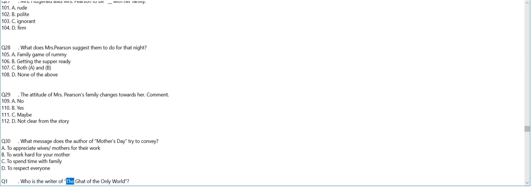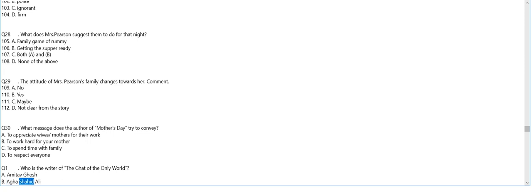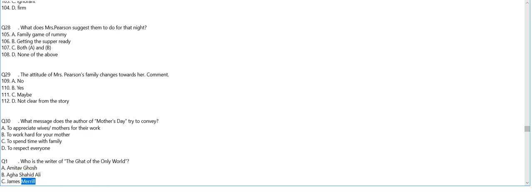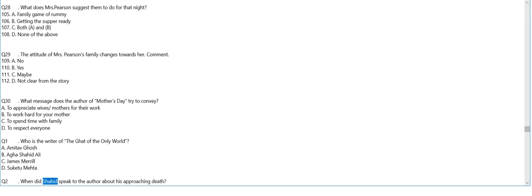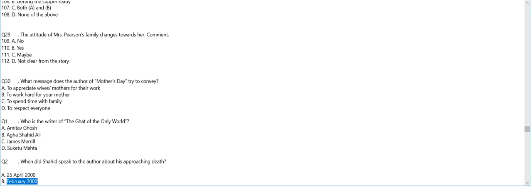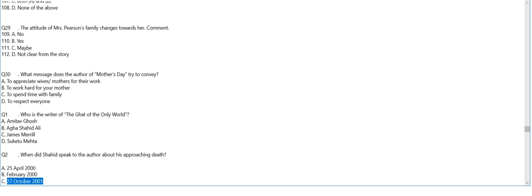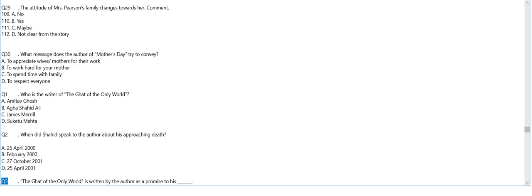Q1. Who is the writer of The God of the Only World? A. Amitabh Ghosh. B. Aga Shahid Ali. C. James Merrill. D. Saket Mehta. Q2. When did Shahid speak to the author about his approaching death? A. April 25, 2000. B. February 2000. C. October 27, 2001. D. April 25, 2001.